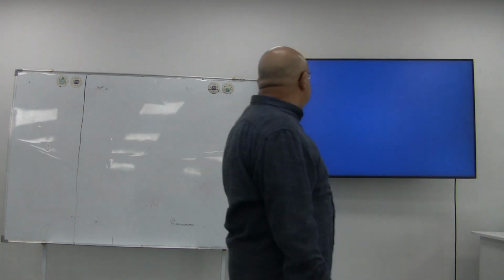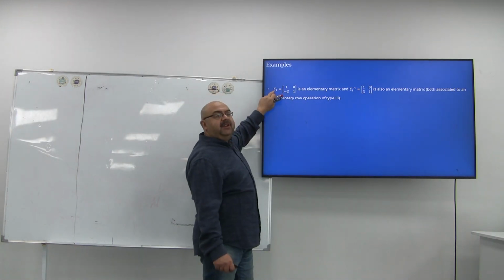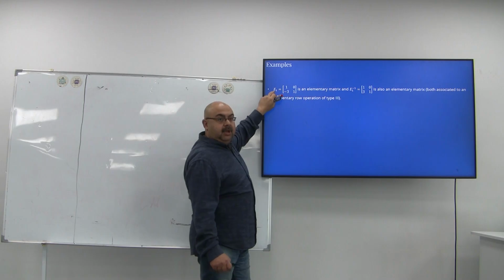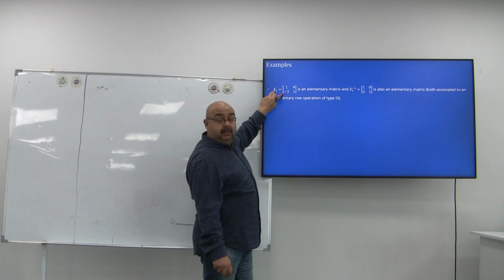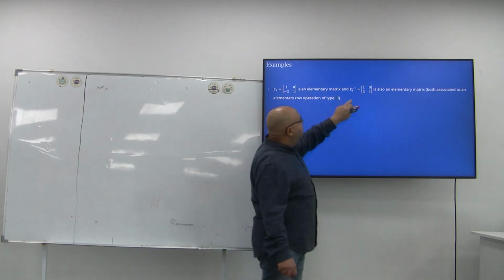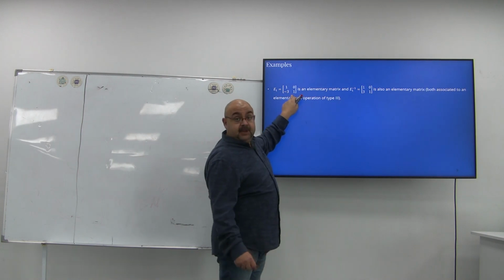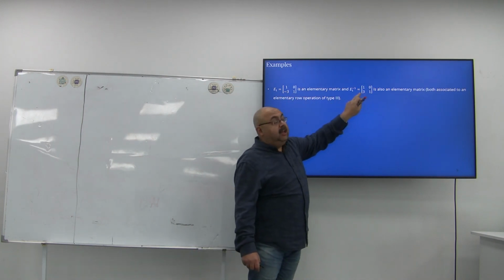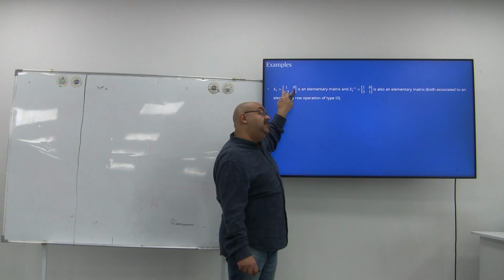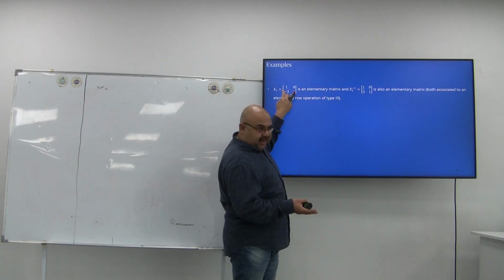How to invert this? Okay, let's remark. This elementary matrix multiplies the first row by -3 and adds it on the second row. If I want to reverse this process, all I have to do is to multiply the first row by +3 and add it on the second row. Okay, that's the inverse of the operation. So here is the operation, and that's the inverse of this operation. Here we multiply the first row by -3 and add it on the second row. If I want to reverse it, all I have to do is to multiply the first row by +3 and add it on the second row once more.